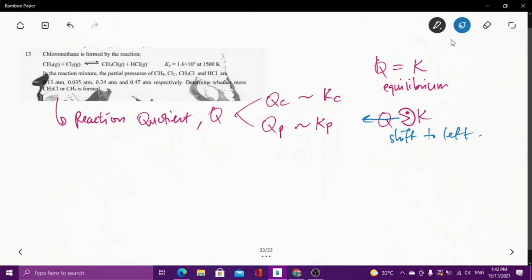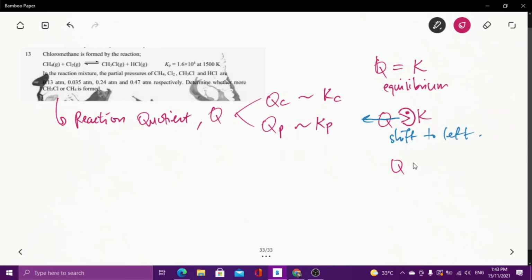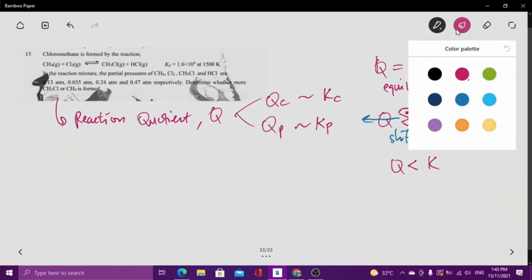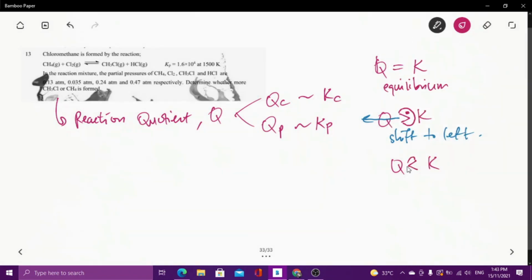But then if we have the reverse ataupun the vice versa, Q is smaller than K. So anda nampak mulut dia kan? Okay, so mulut dia makan ke mana? Mulut dia makan ke arah kanan. So yang ini akan jadi shift to right. Okay, so now kita nak kira value of Q ni dapat yang mana satu untuk reaction ni.